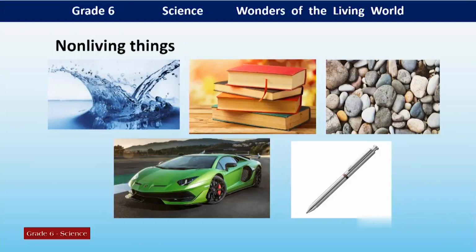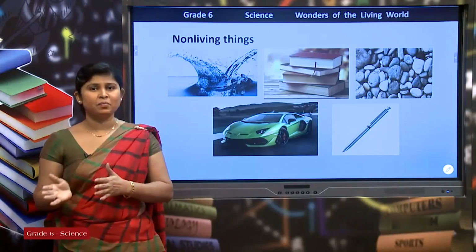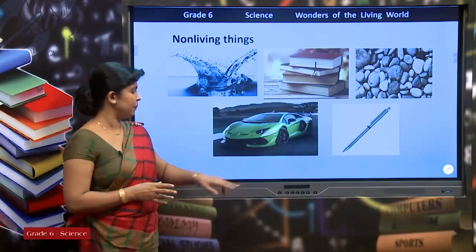So as these things are new to you, once again I will explain to you. Our environment consists of two main groups. They are living things and the other group is non-living things.